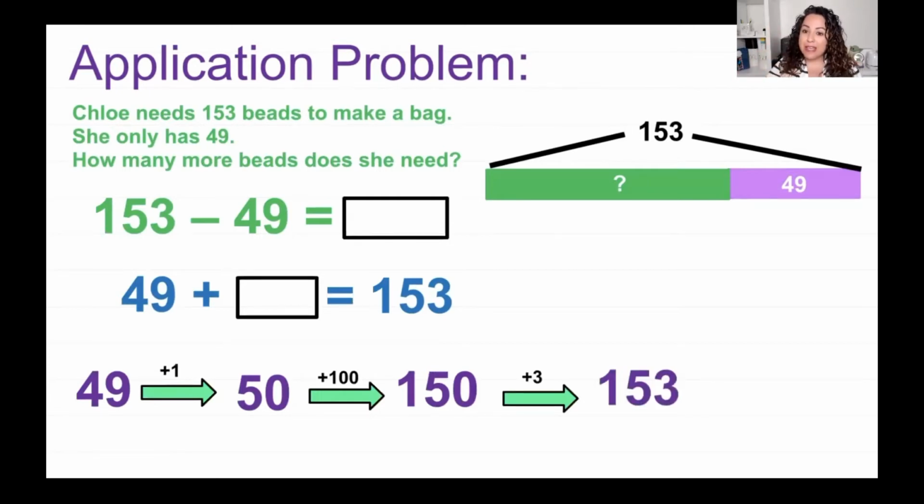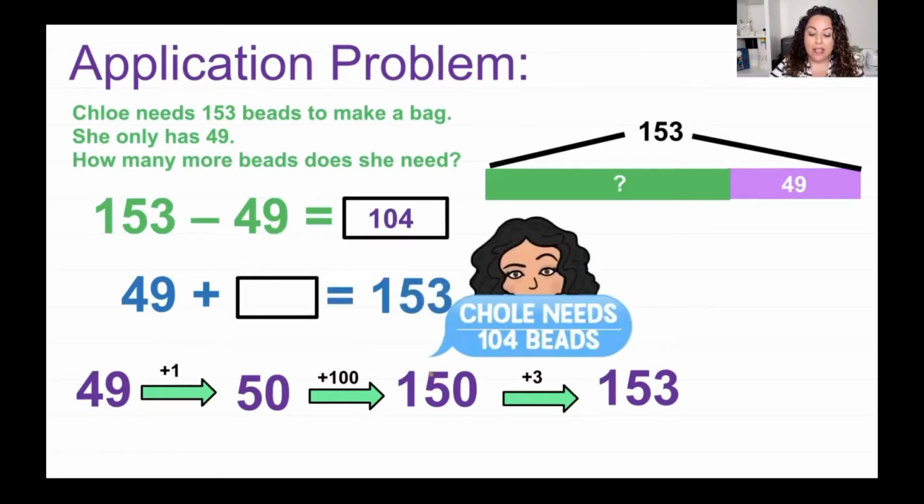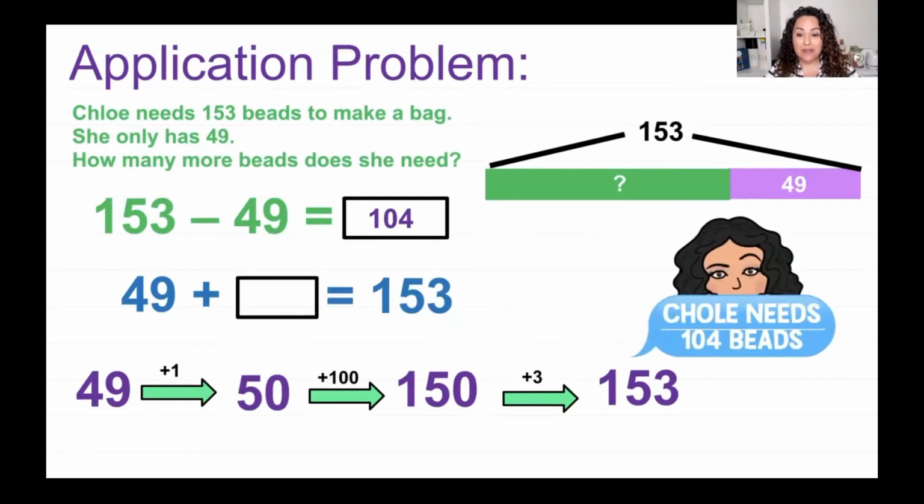Now that's not my answer. 153 was my whole. How many times did I jump? Well, I have a 1 here and 3 ones here, and I have 100. So if I add 1 plus 3, that equals 4 ones with 100. So that is 104. So that means that Chloe needs 104 beads.